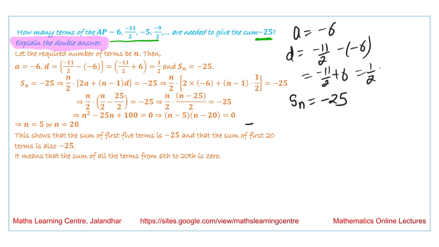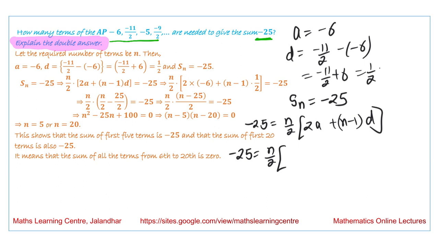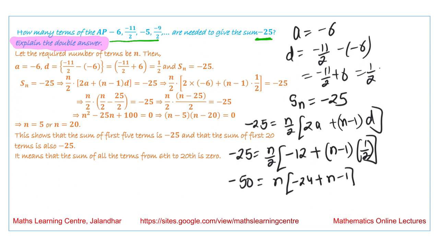So minus 25 is equal to n by 2 into (2a plus (n minus 1)d). So we obtain that minus 25 is equal to n by 2 into (2a, which is minus 12, plus (n minus 1) times d, where the value of d is 1 by 2). So we obtain minus 50 is equal to n into, if we take the LCM over here, (minus 24 plus (n minus 1)) by 2. So this value will become 100.